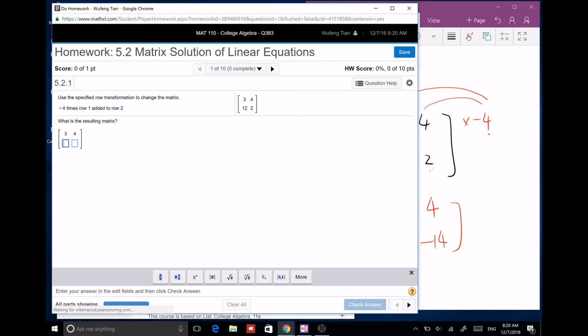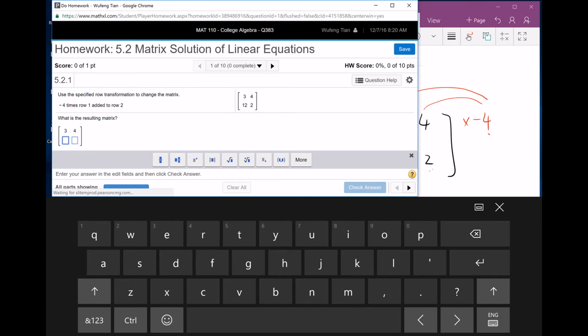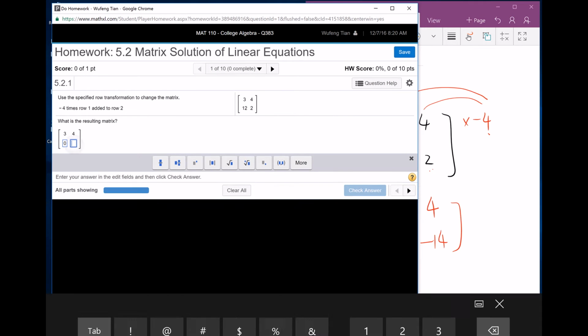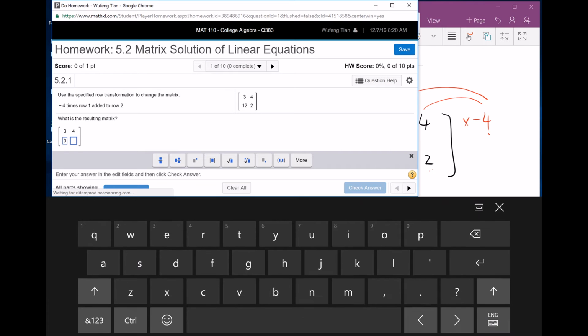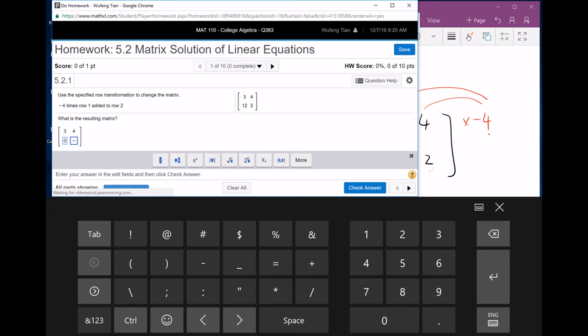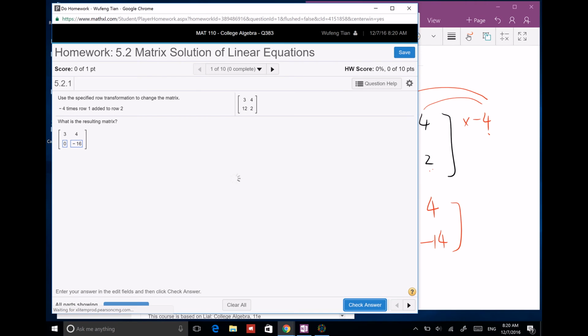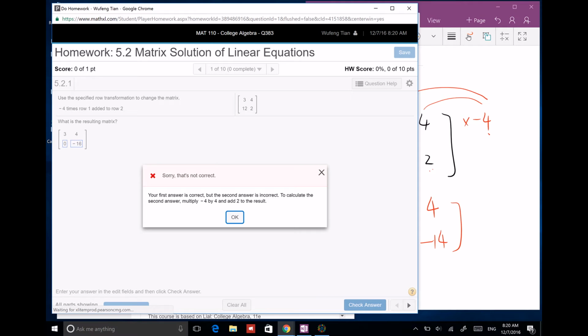And so it's 0. Next one is negative 16. Oh, negative 14, my bad.